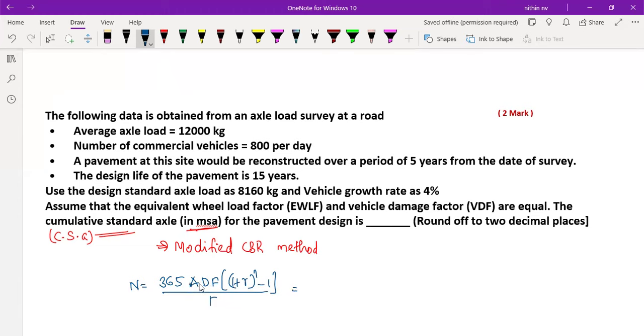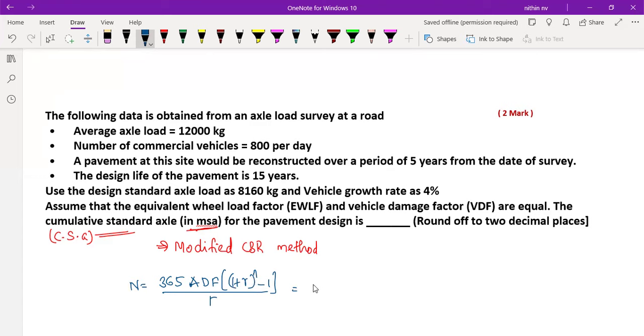A is nothing but the anticipated traffic. D is the lane distribution factor. F is the vehicle damage factor. R, which is there in the denominator as well, is nothing but the annual growth rate of vehicles. N is nothing but the design life. That's it. 1 is just a constant. That's it. We know that.